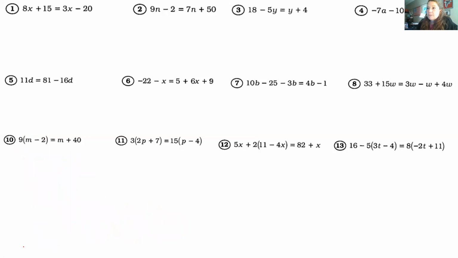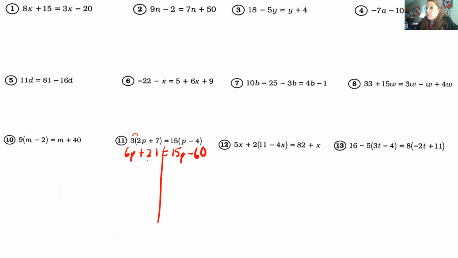All right, number 11, let me get rid of this stuff so I can have more room to write. So I'm going to use my distributive property. So 3 times 2p is 6p. 3 times 7 is 21. 15 times p is 15p. And then 15 times -4 is -60.